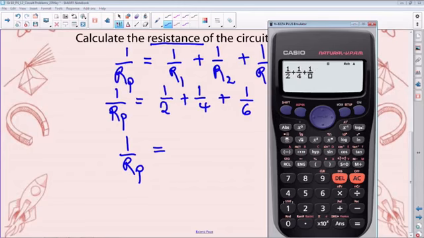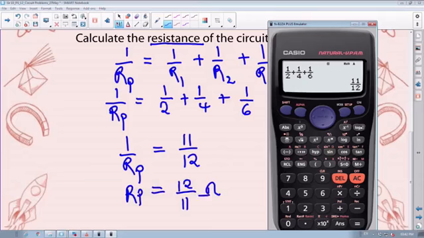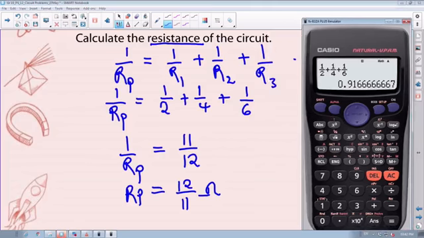But remember, we are not looking for 1 over R parallel. We're looking for R parallel. So we could cross multiply there and get R parallel equals 12 over 11 ohms. Or you could simplify it into a decimal, which is 0.92 ohms. Always leave your answer to 2 decimal places, because you may use the same value in further calculations, so it's very important to round off to 2 decimal places.